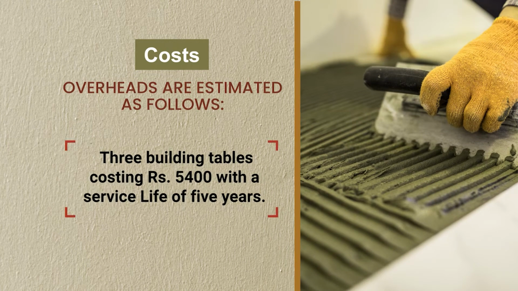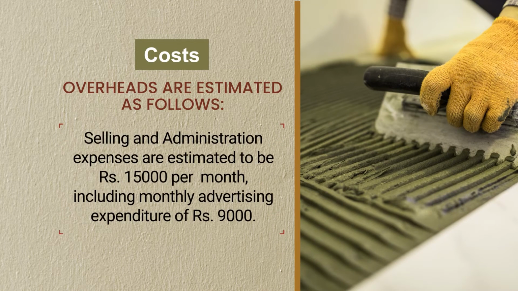And all these building tables, where you actually do the operation, are also an asset that you have, and they have a service life of 5 years. So some capital expenditure items have a life of 10 years, some have a life of 5 years. You know the principle of depreciation. So you have to calculate per month what the fixed cost of your overheads is. And selling and administration is 15,000 rupees per month, which is inclusive of 9,000 advertising expenditure.